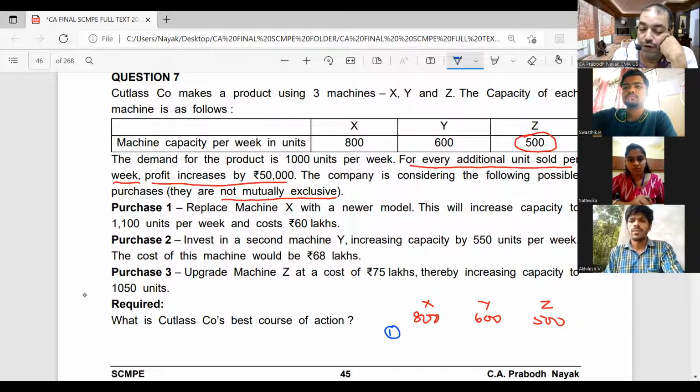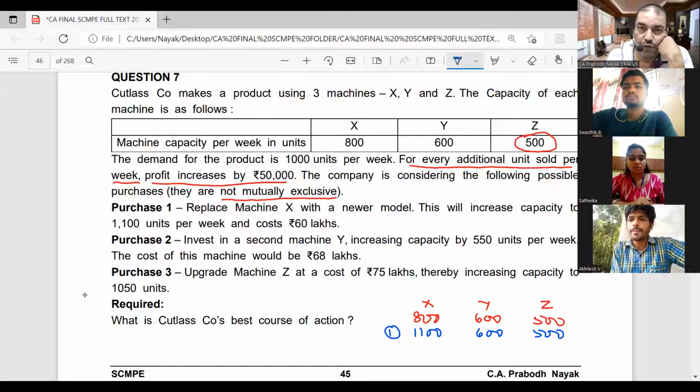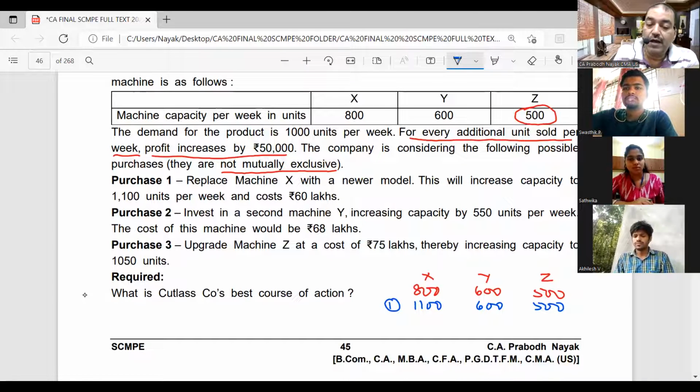First option. This will increase to 1100, but this will remain 600. This will remain 500. Is there any benefit? There is no benefit because again my bottleneck activity remains machine Z, 500 units. Maximum output is restricted to 500 units. What do I require? I require 1000 units per week because demand is for 1000 units. Correct? So option 1 is of no use to me.